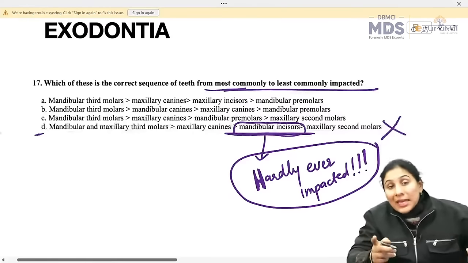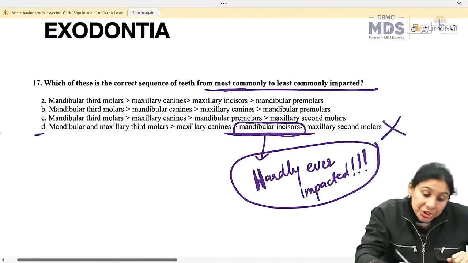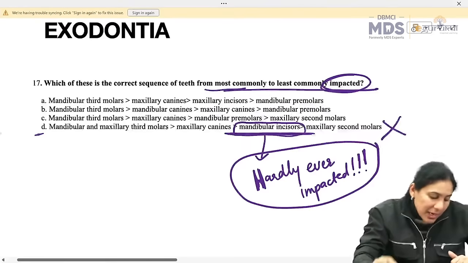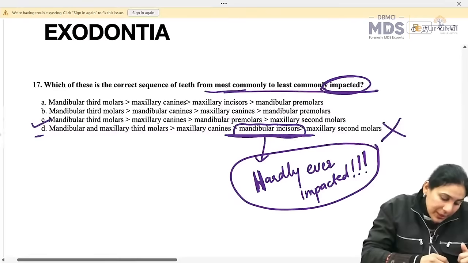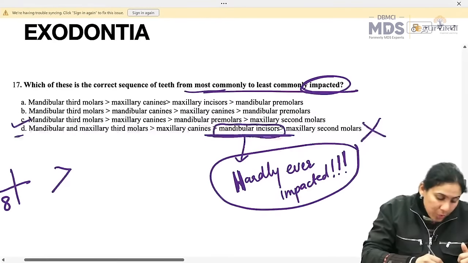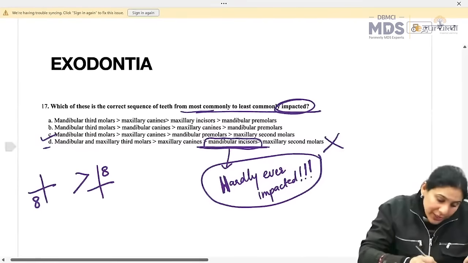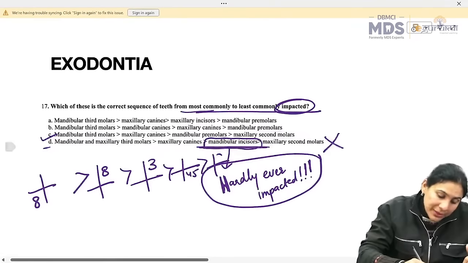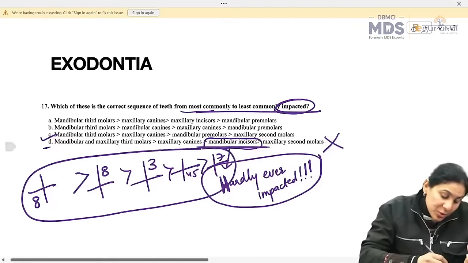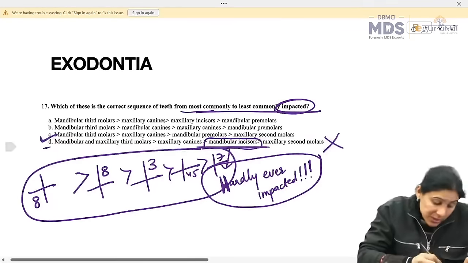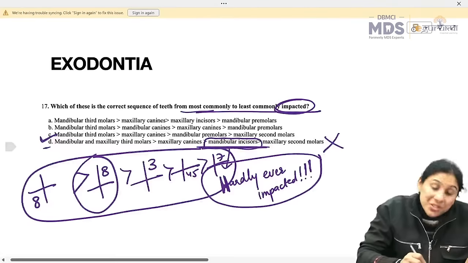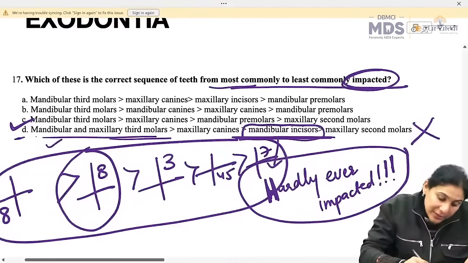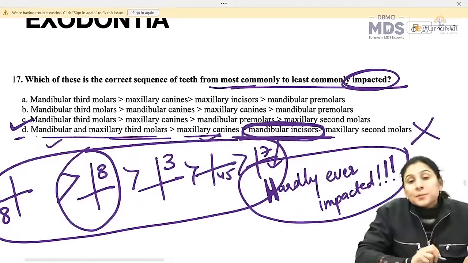They can be missing. They can be congenitally missing. But the question is on impacted. So that becomes a wrong answer. So the correct answer is C. Mandibular third molars followed by maxillary third molars. But that is not there in the option. Followed by maxillary canine, followed by the premolars, followed by the upper second molar. That is the correct answer. So C is the best correct answer because this is not there in the option, but none of the options are wrong. Whereas in D, this is correct. This is absolutely correct. This is also correct, but this is wrong.